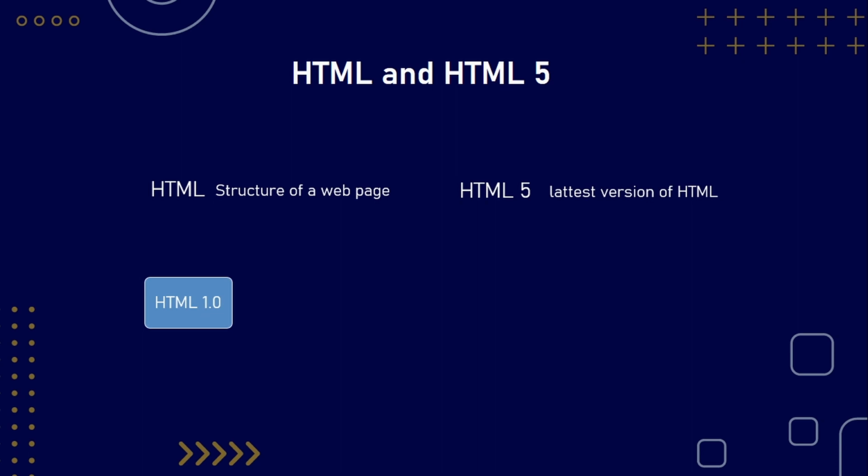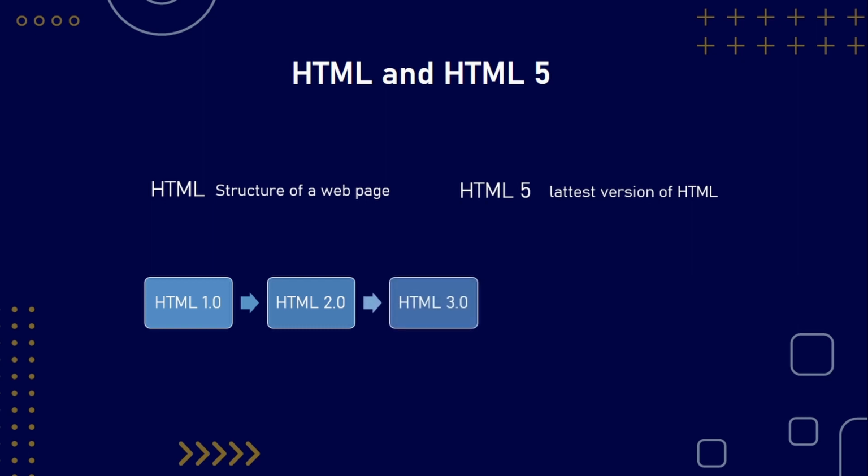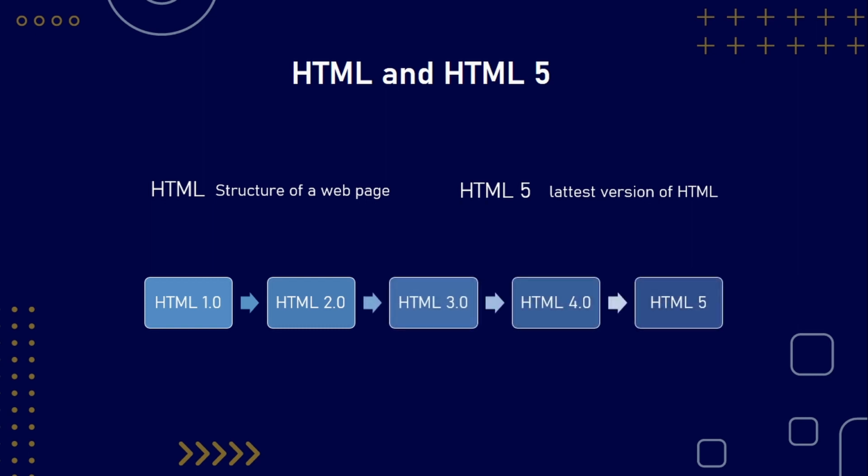HTML has transitioned from HTML 1.0, HTML 2.0, 3.0, 4.0, and we are currently at the latest version, which is HTML5. HTML5, being the latest version of HTML, is backward compatible, meaning almost all the features which were supported from HTML 1.0 through to HTML 4.0 are still supported in HTML5. But being the latest version, HTML5 comes with additional features which we are going to be seeing in the next slides.